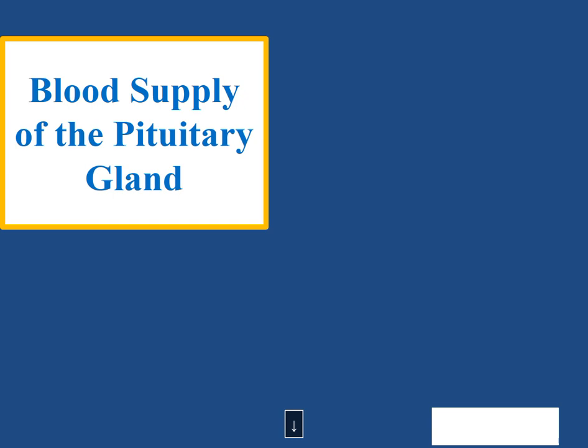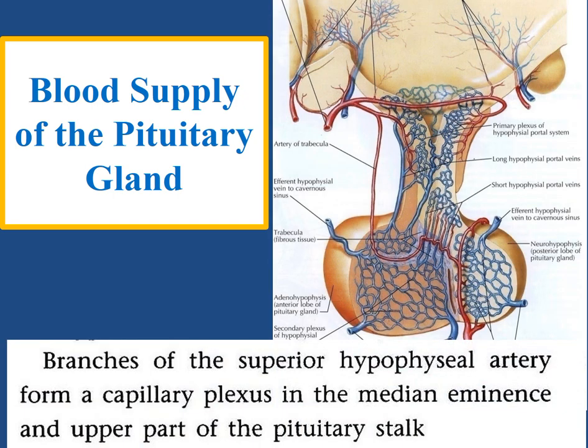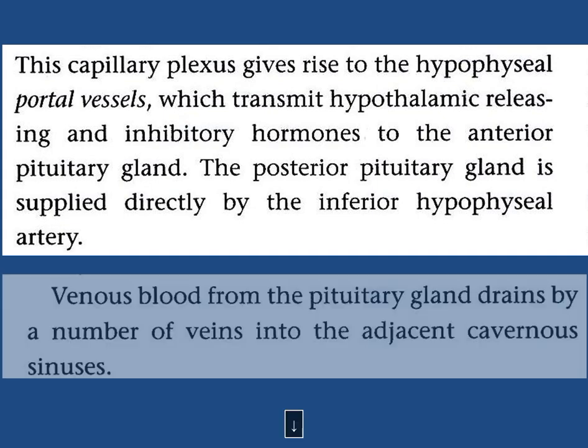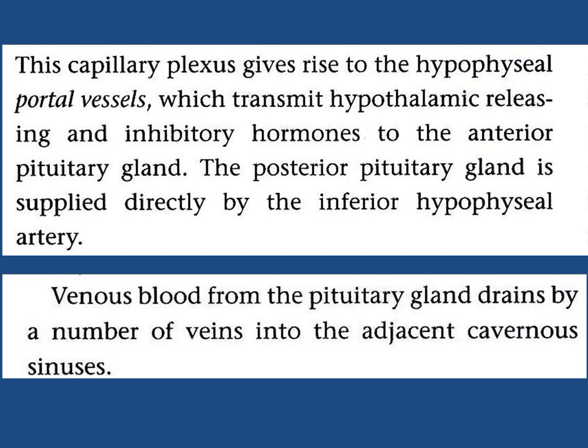Blood supply of the pituitary gland is very interesting. Branches of the superior hypophyseal artery form a capillary plexus in the median eminence and upper part of the pituitary stalk. This capillary plexus gives rise to the hypophyseal portal vessels, which transmit hypothalamic releasing and inhibitory hormones to the anterior pituitary gland, and the posterior pituitary gland is supplied directly by the inferior hypophyseal artery. Venous blood from the pituitary gland is drained by a number of veins into the adjacent cavernous sinus.